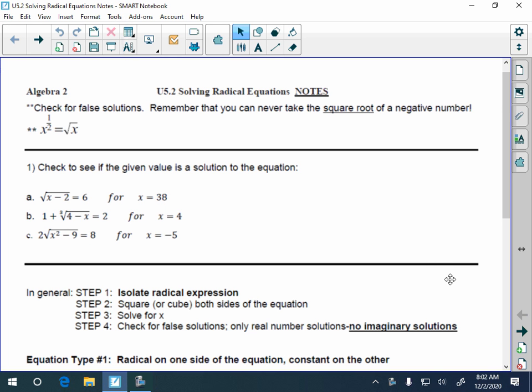All right, Algebra 2, we have just about made it. We are at the last lesson, Unit 5.2, and so now we're going to look at solving radical equations.